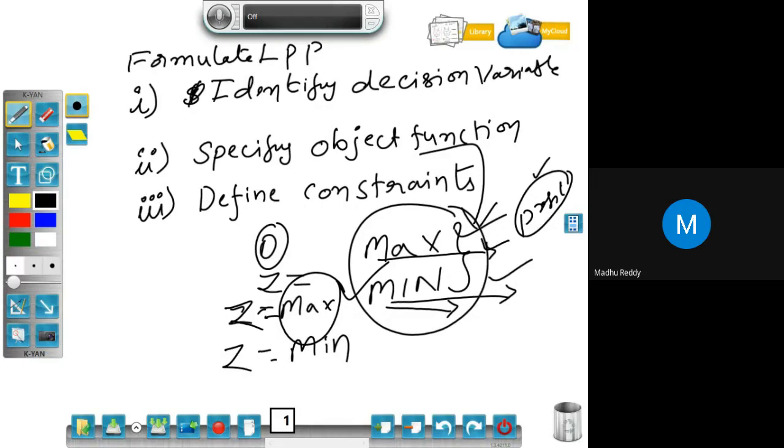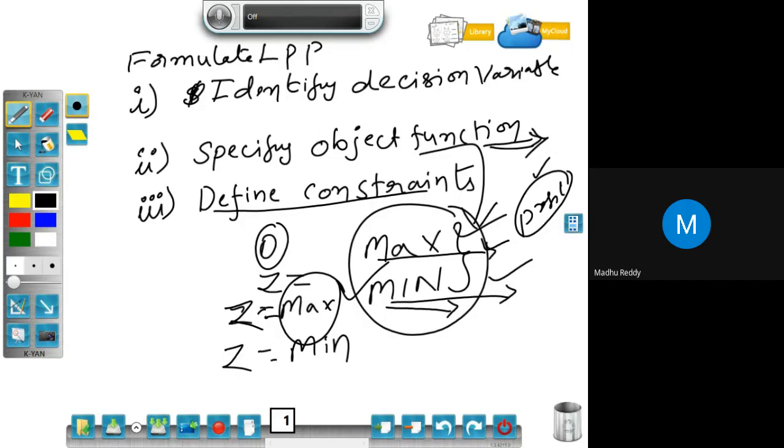So this is our objective function. The objective function depends on your problem, whether it is maximization or minimization. The third step is to define constraints. Constraints means what are the limitations of my company. In a company, these are the things I am having. These are the constraints. Constraints does not mean constants.